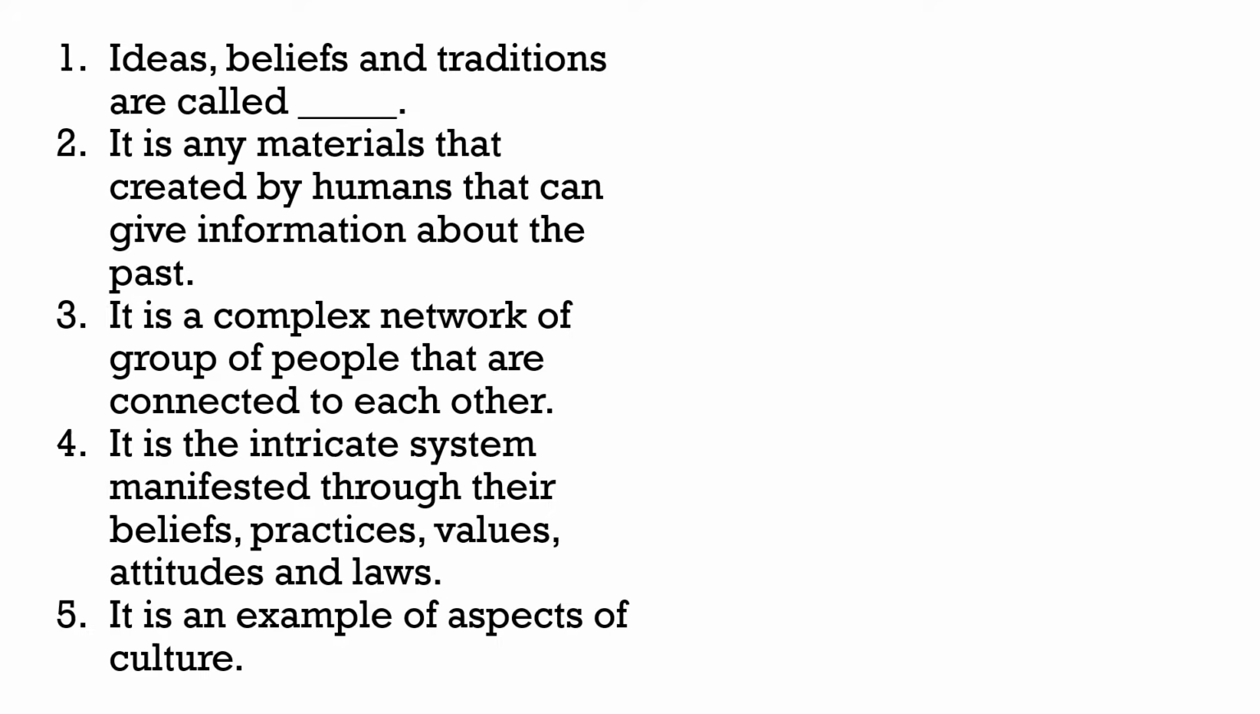Ideas, beliefs, and traditions are called blank. Number 2. It is any material created by humans that can give information about the past. Number 3, it is a complex network of groups of people that are connected to each other. Number 4, it is the intricate system manifested through their beliefs, practices, values, attitudes, and laws. And number 5, it is an example of aspects of culture.